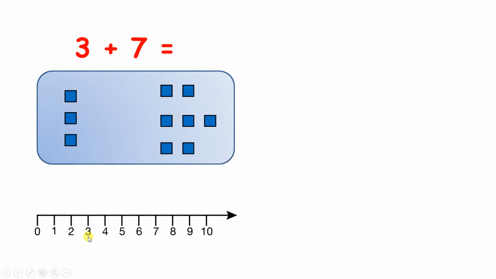So if I start on 3, how many jumps will I need to make? Well, I'm adding 7, so I need to make 7 jumps. So let's do that. 1, 2, 3, 4, 5, 6, 7 jumps. And I've landed on the number 10, so I know 3 plus 7 equals 10.